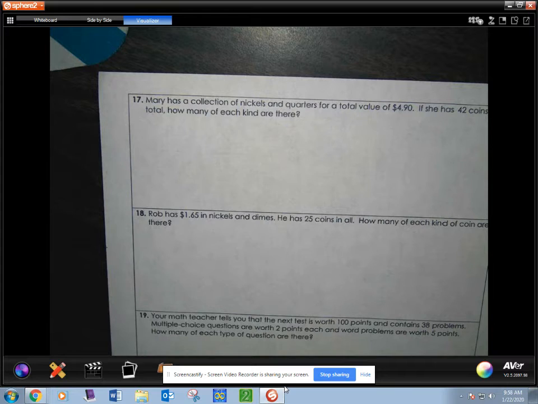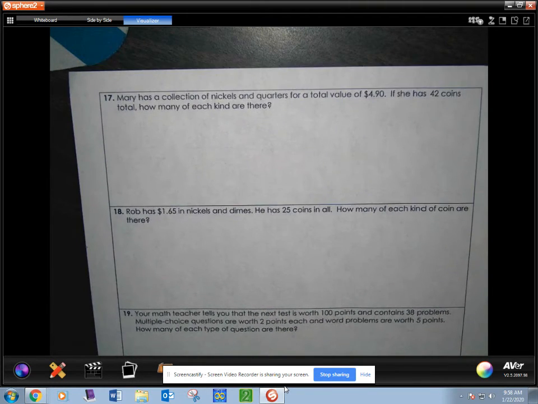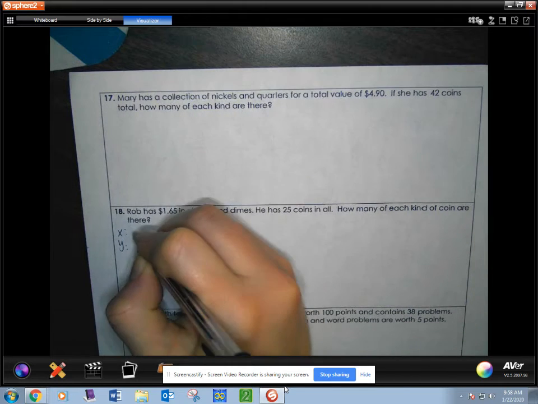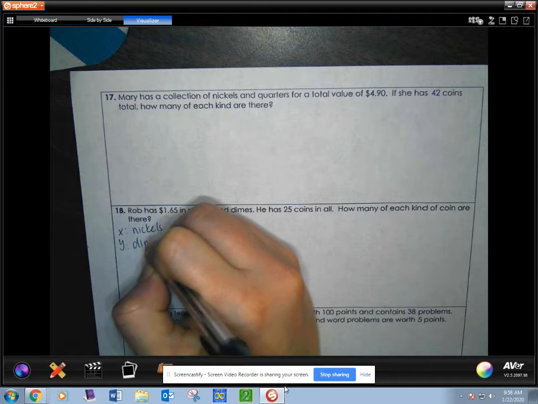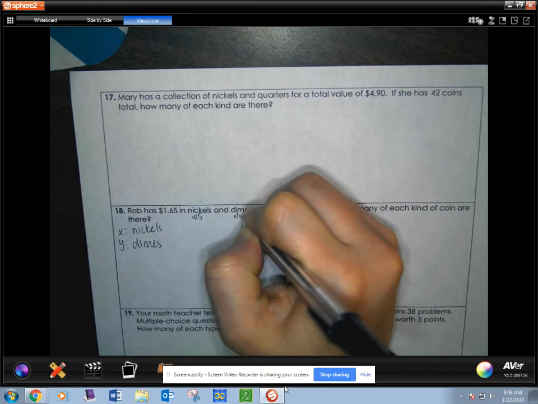So for number 18, Rob has $1.65 in nickels and dimes. He has 25 coins in all. How many of each kind of coin are there? So again, this is the same concept as the last problem. I have my x and my y. X is nickels, because that's what came first, and y is dimes. We know nickels are 0.05. We know dimes are 0.10.